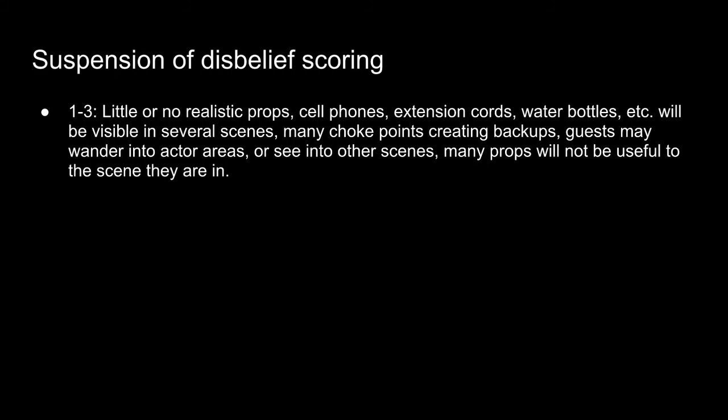Let's talk about scoring suspension of disbelief now. A 1 to 3 means there's little or no realistic props. Cell phones, extension cords, water bottles, etc. will be visible in several scenes. Many choke points are creating backups. Guests may wander into actor areas or see into other scenes. Many props will not be useful to the scene that they're in.